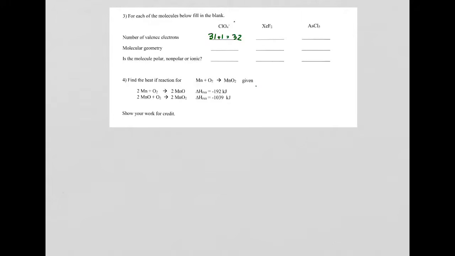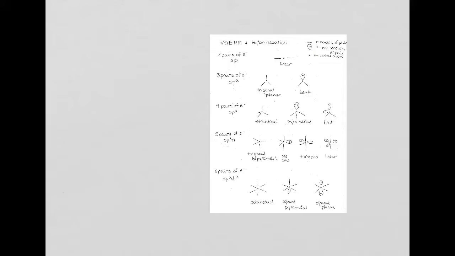Why am I adding 1? Right here. Because minus 1 means you gain 1. Xenon F2 is 22. AsCl5 is 40. And in the geometry, this would be tetrahedral. Here, I'm not going to go over how to do this because we've done so many of these. Linear. And then this would be trigonal bipyramidal. And again, you have this handout on the geometry. So don't forget this.